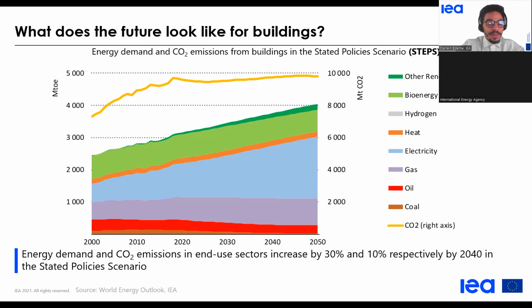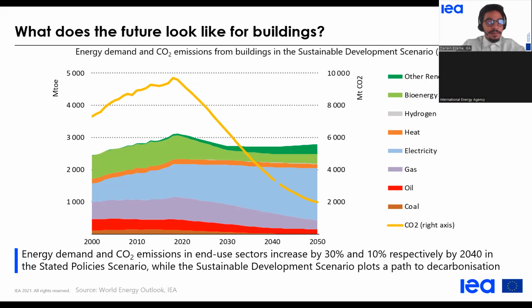so there are also other sources that would grow as a result of the increase of electricity and the relative decrease of coal, oil, and gas. We could see emissions flatten. The yellow line in the top part of the screen is the emissions. This, as I said, is the result of our modeling exercises using the Stated Policies Scenario.